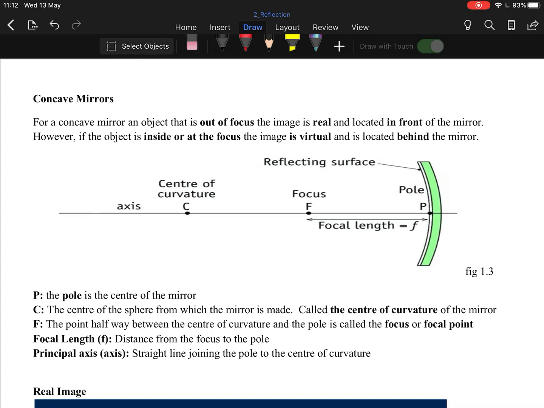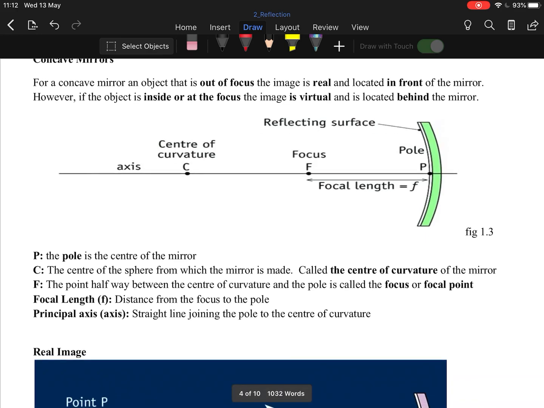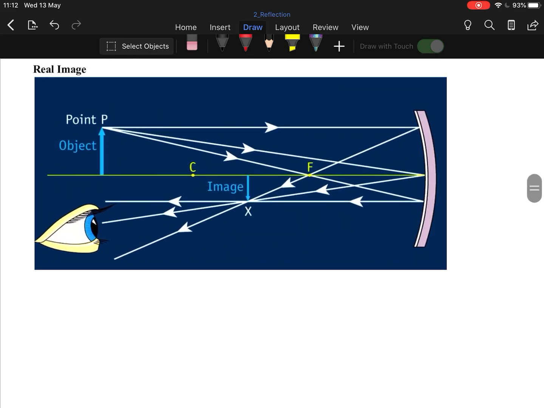So a real image will be formed in front of the mirror and a virtual image will be formed behind the mirror. As you can see here, we have an object here, P, and we have a line going parallel and it comes off through the focus. We have a line going through the focus and it comes off parallel. And where they all meet is your image.